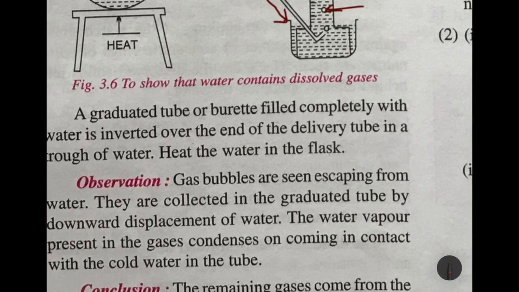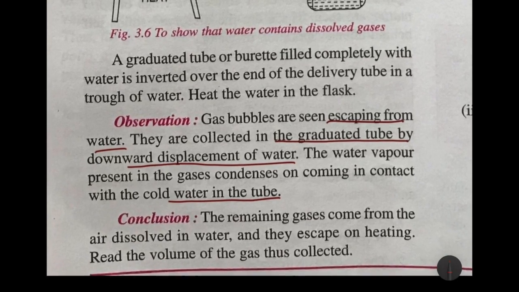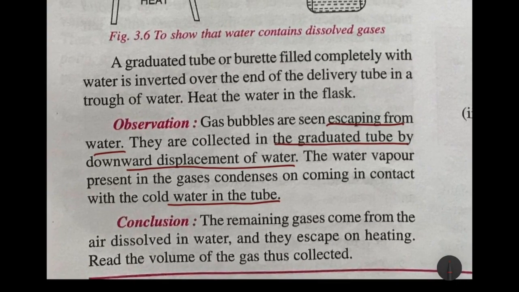Okay, so gas bubbles are seen escaping from the water and they are collected in the graduated tube by the downward displacement of water. Okay, the water vapor which is found in the gases condenses on coming in contact with the cold water in the tube. So the remaining gases come from the air dissolved in water and they escape on heating.